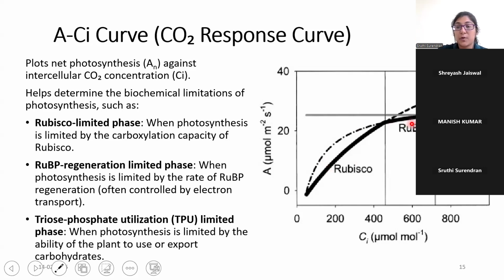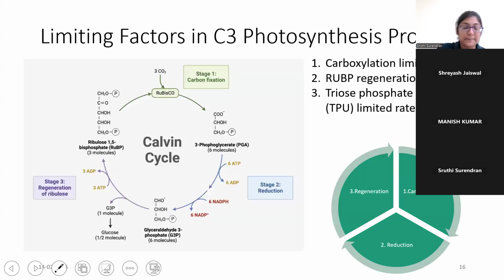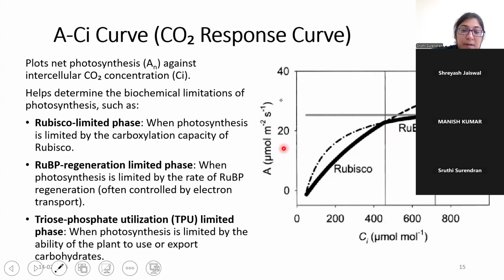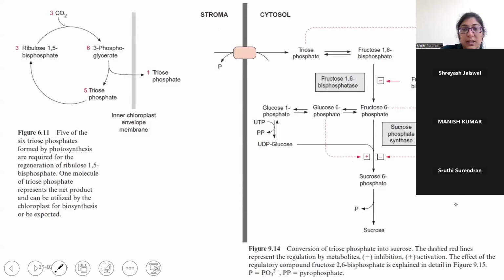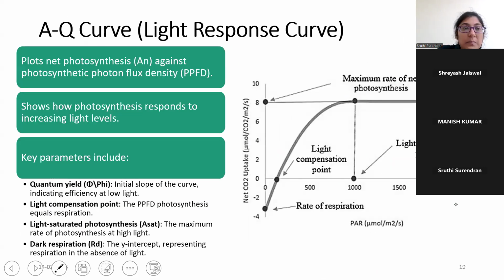What is the rate of RuBP being regenerated, and what is the rate at which TPU, triose phosphate, is being utilized. Now that is the ACI curve, which is the net assimilation rate versus intercellular carbon dioxide concentration. Now, the next curve that we talked about was called the AQ curve.